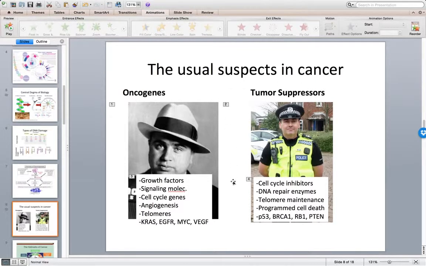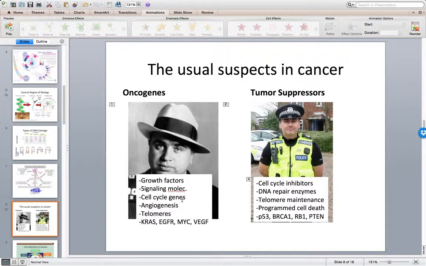Okay. So what are some of the oncogenes? What are things that would cause a cell to divide uncontrollably? I mean, they're given here. Growth factors. Signaling molecules. Say you just keep telling the cell, grow, grow, grow, grow. And this tumor suppressor isn't there to tell the cell to stop. It's going to keep growing.